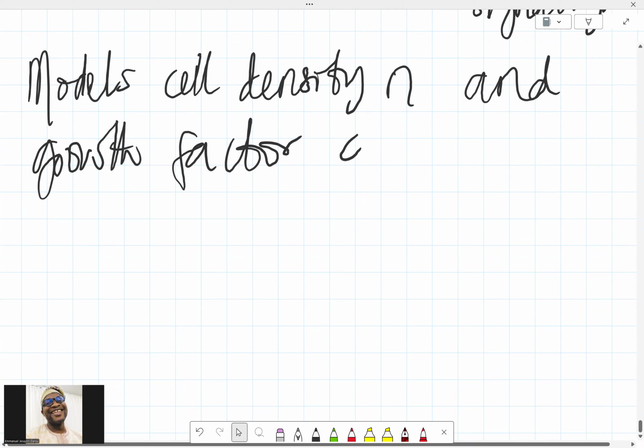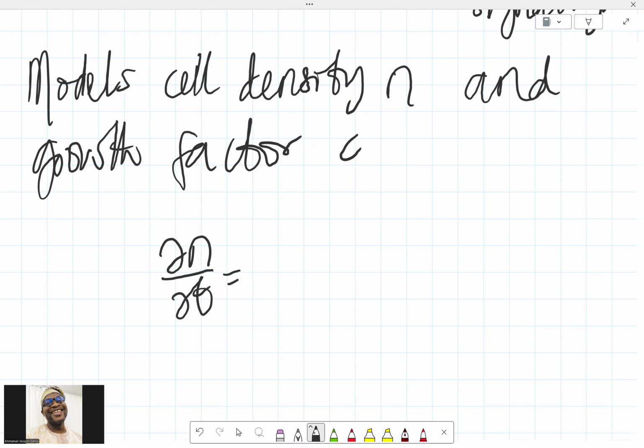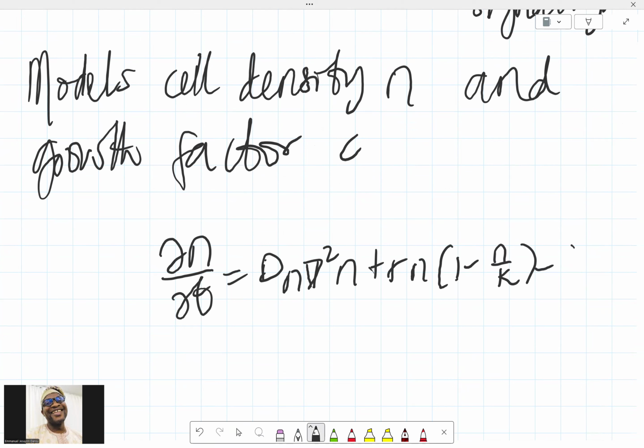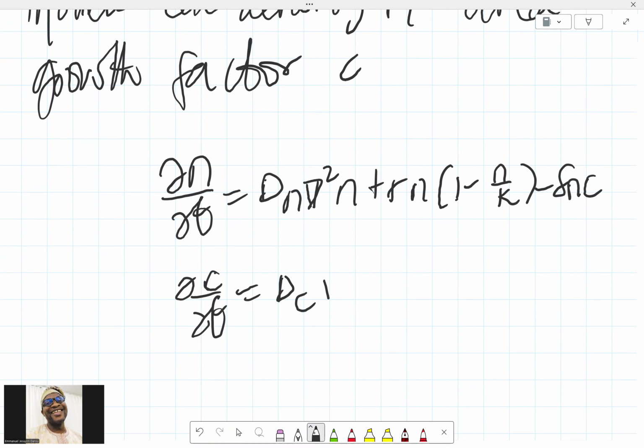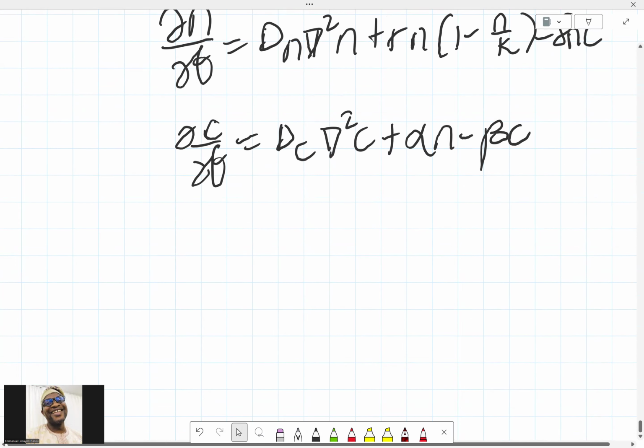Okay. So that you have dn dt equals Dn grad squared n plus Rn into 1 minus n over K. Now, there's also a carrying capacity here because there's a limited cell area that any healing cell healing a wound would cover. So you have dC dt also. dC dt is Dc grad squared C plus alpha n minus beta C.